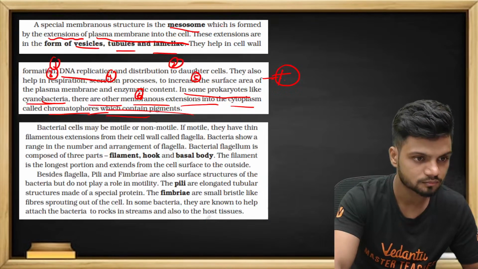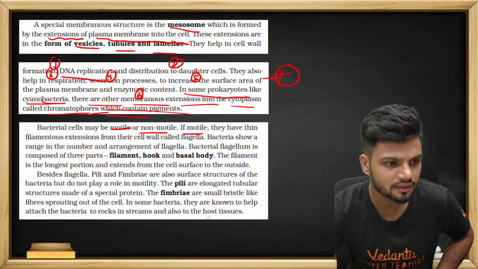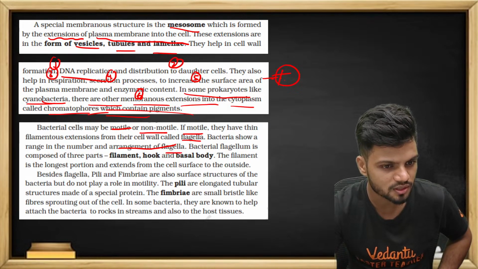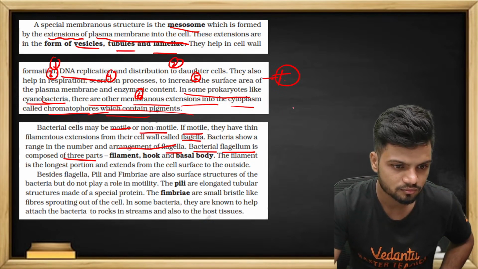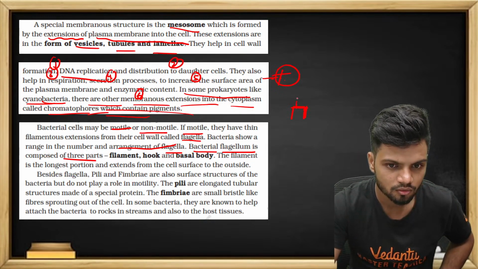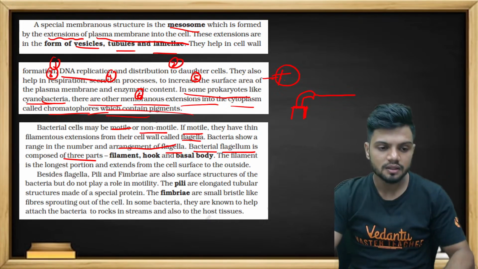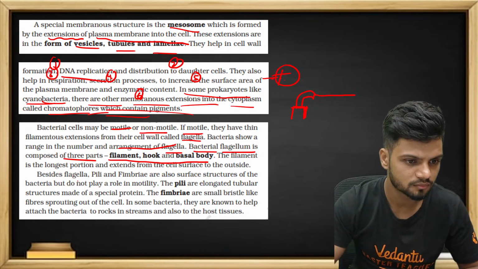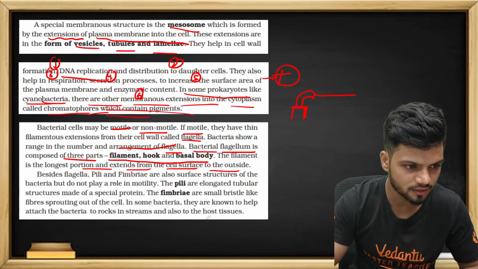Now, bacterial cells may be motile or non-motile. If motile, they will have thin flagella. Bacteria show a range of numbers and arrangements of flagella. The bacterial flagellum is composed of three parts: the basal body, hook, and filament. These are the three different parts of the flagellum. The filament is the longest portion and extends from the cell surface to the outside.